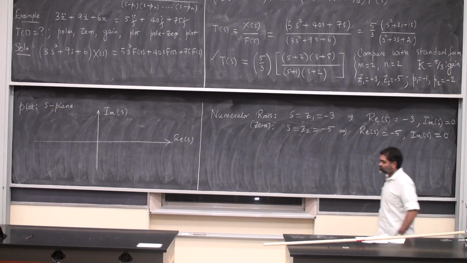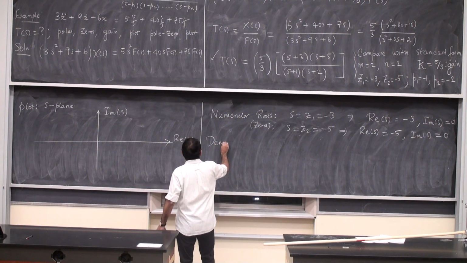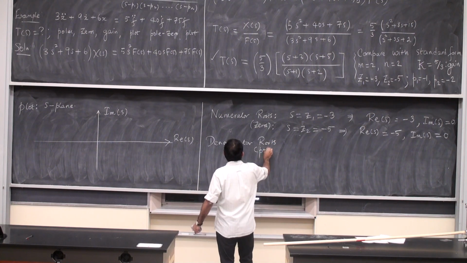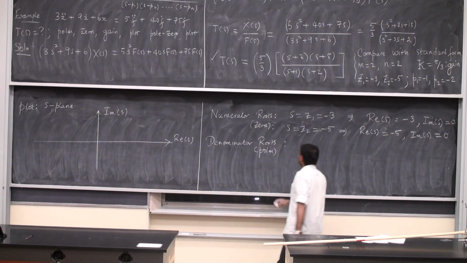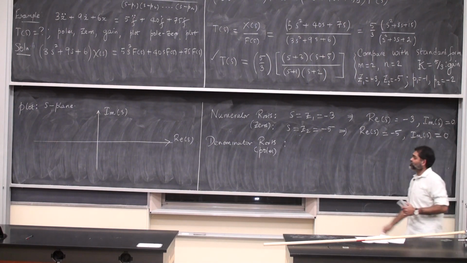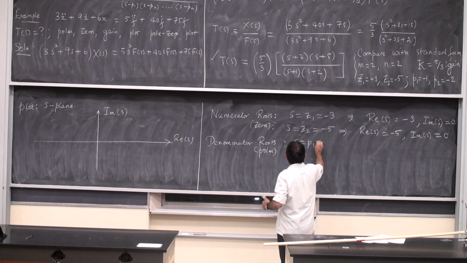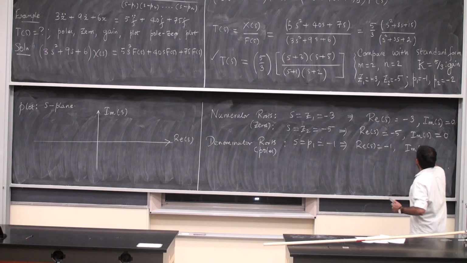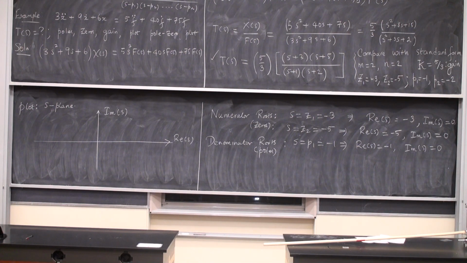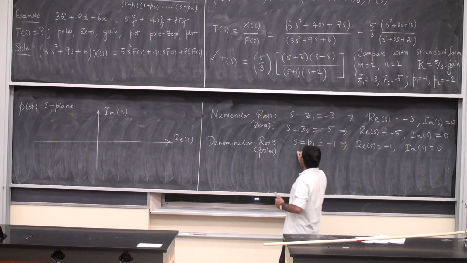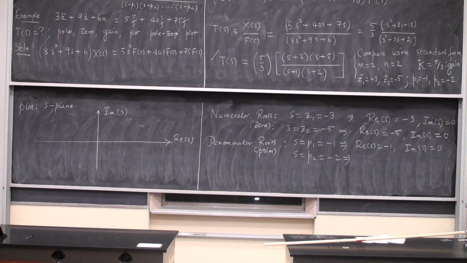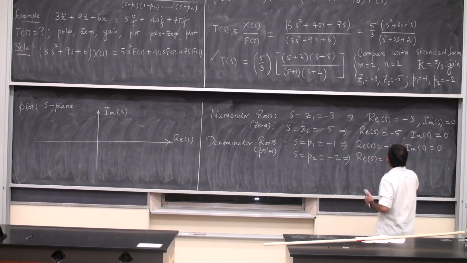System poles, the denominator roots. S is equal to P1 is minus 1. So the real part, no imaginary part. Same story, okay? S is equal to P2 is minus 2. The real part is minus 2, imaginary part is 0.